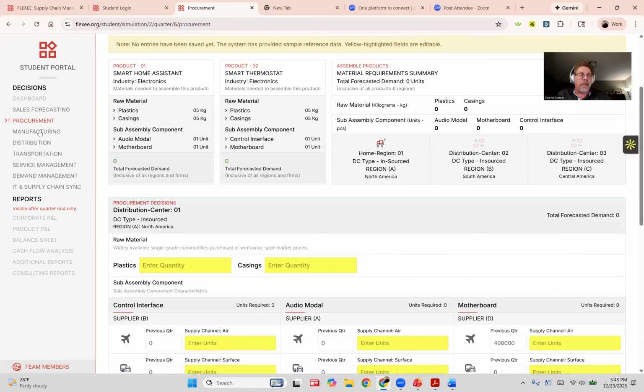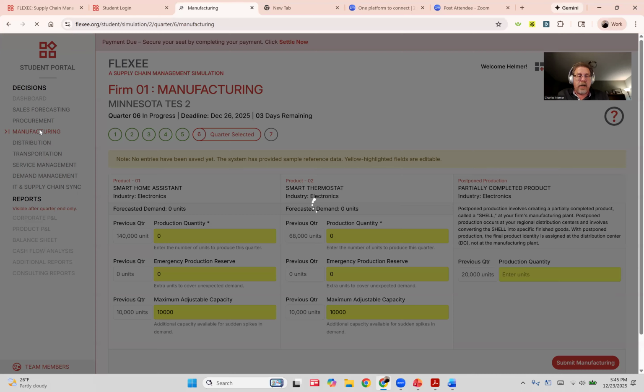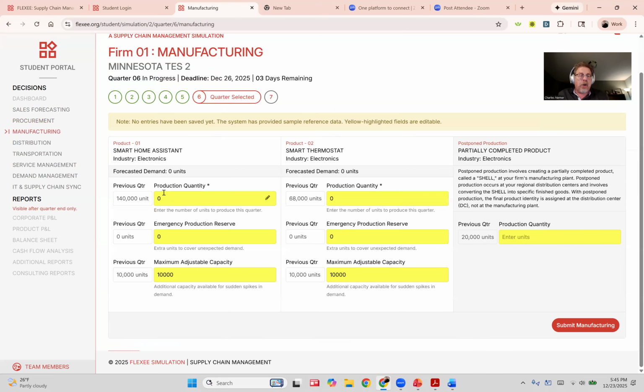You'll be making decisions on manufacturing. And if you look here on the screen, again, current production, enter the number of units to produce for smart home assistants.